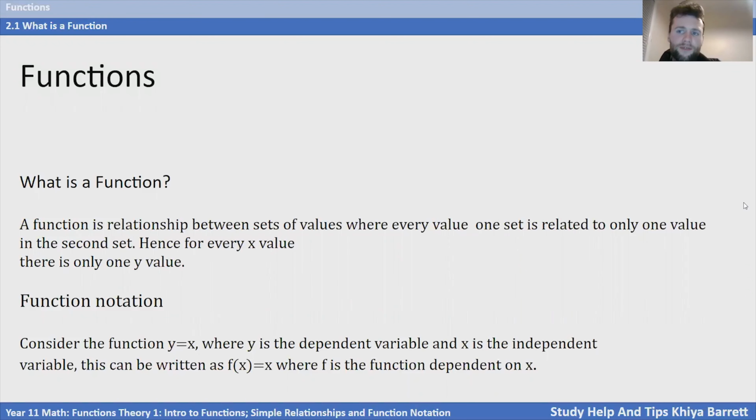So I want you to consider the function y equals x, where y is the dependent variable and x is the independent variable. This function can be written as the function f of x equals x. And so now you've just learned function notation.